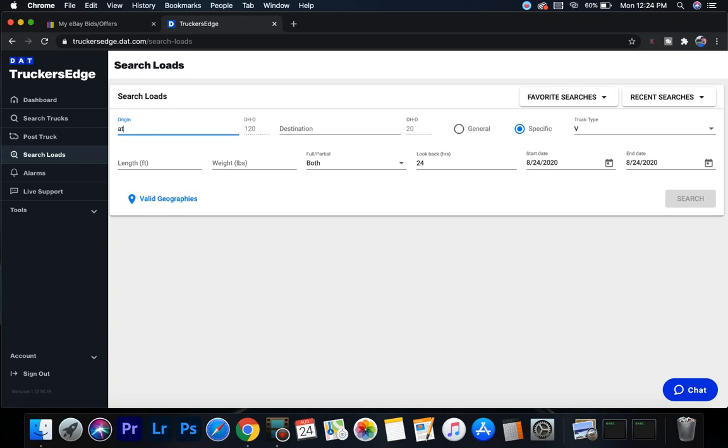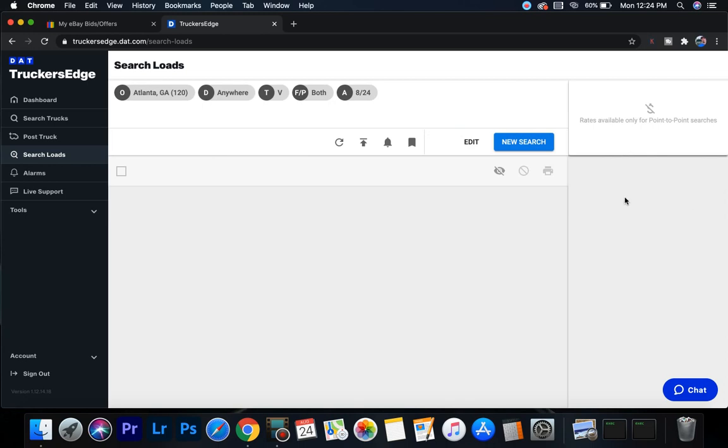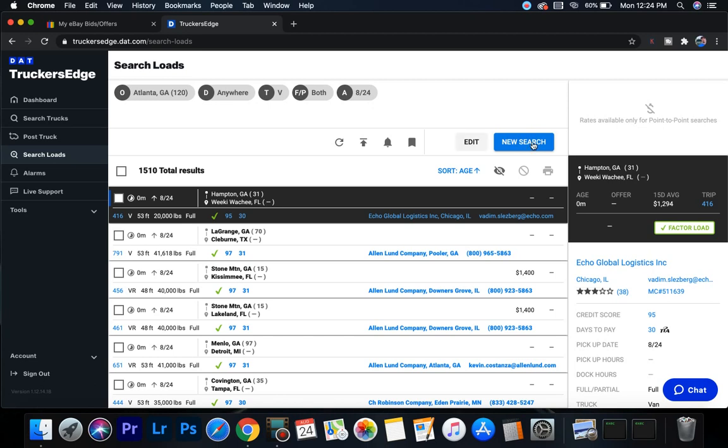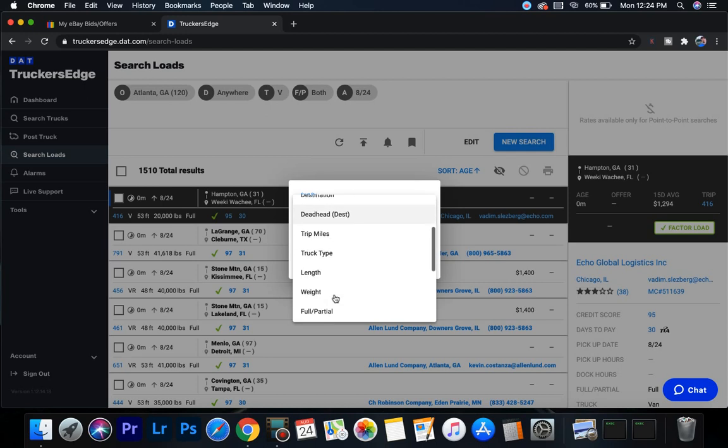We're going to start today in Atlanta, and we're just going to do a 120 mile radius for the 24th, and that's today. Van, just general, for standard van. Let's see what Atlanta has in a 120 mile radius. 1500 loads, which is super solid for Atlanta. I'm just going to show you this on Atlanta, and then we're going to try to rush through the rest of the video.